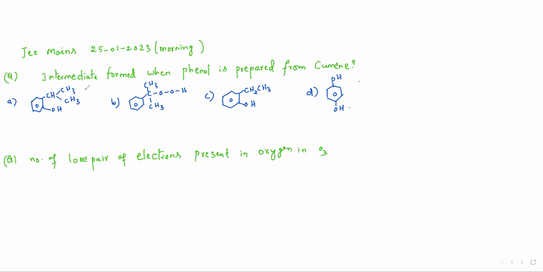So the first question is: intermediate formed when phenol is prepared from cumene. So this is a direct question from NCERT. Cumene is nothing but isopropyl benzene.